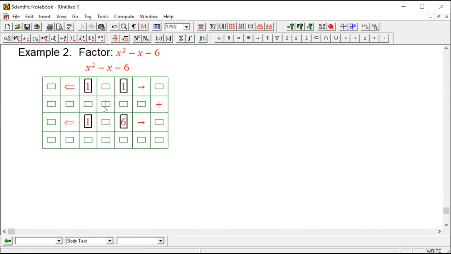and we still follow the same procedure, we're going to do the cross multiplication. So cross multiplying, what do we get here? 1 times 1 is 1. 1 times 6 is 6. And 1 plus 6 is 7. 7 does not match -1. So this combination is not going to work. So we have to try something else.